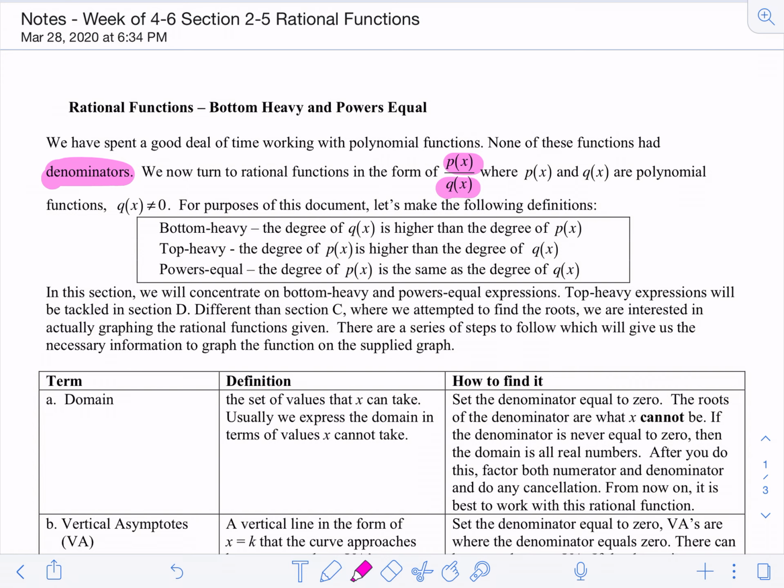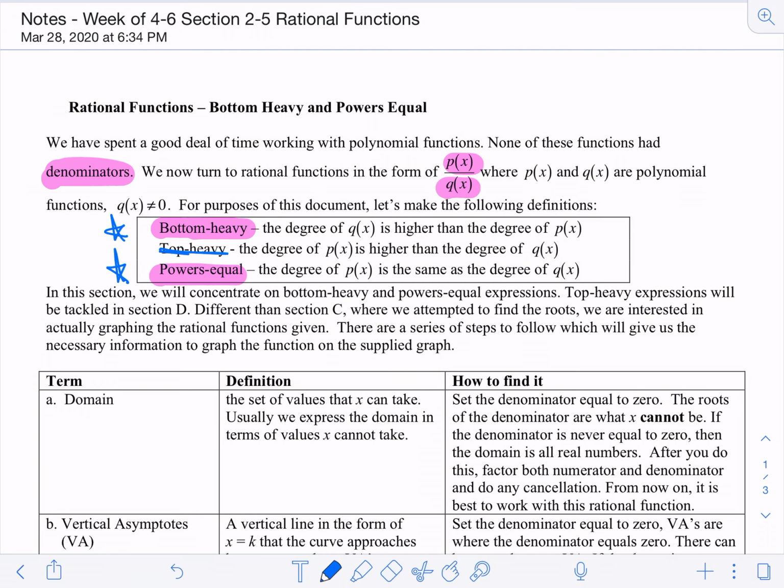And there are different types of rational functions. In fact, these are the 3 that are listed. Bottom heavy functions, where, remember, the degree is the largest exponent. If the degree of the bottom, the Q of x, is higher than the degree of the numerator, P of x, we call that a bottom heavy function. Top heavy is just the opposite. Top heavy functions are where the degree of the numerator is higher than the degree of the denominator. And then powers equal functions are where the 2 degrees are the same. For this purpose, we are not going to be discussing top heavy here. We're just going to be talking about the bottom heavy functions and the powers equal functions. And that's what we're going to cover in this lesson.